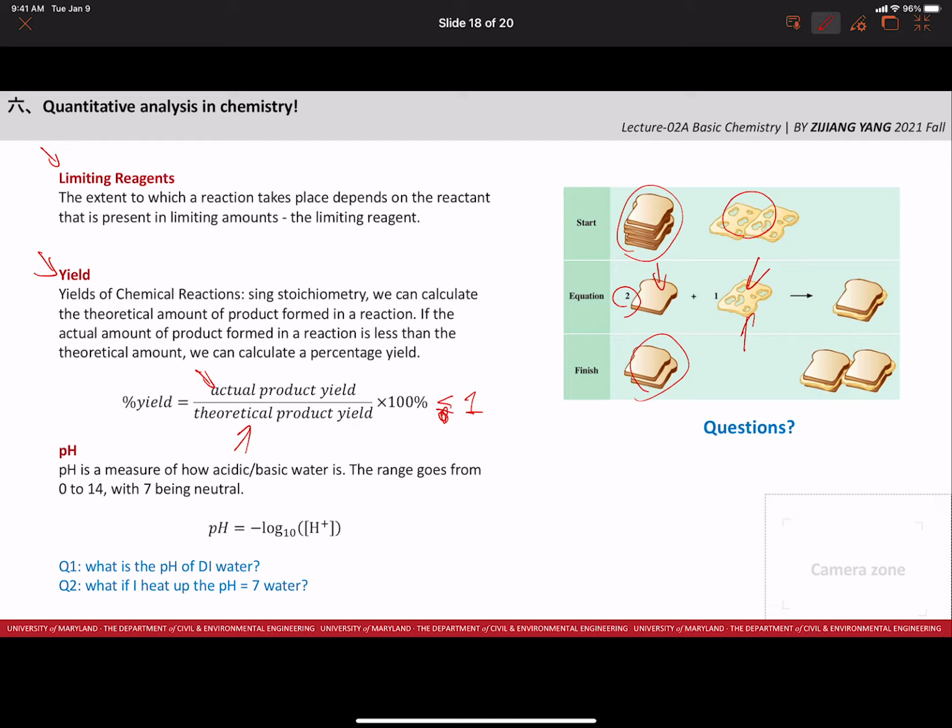And the last thing I want to talk about is pH. So here is a definition of pH. This is the concentration of H+, and then we take the log base 10, and then we take the minus, and this is defined as pH. And here I have two questions. What's the pH of DI water?